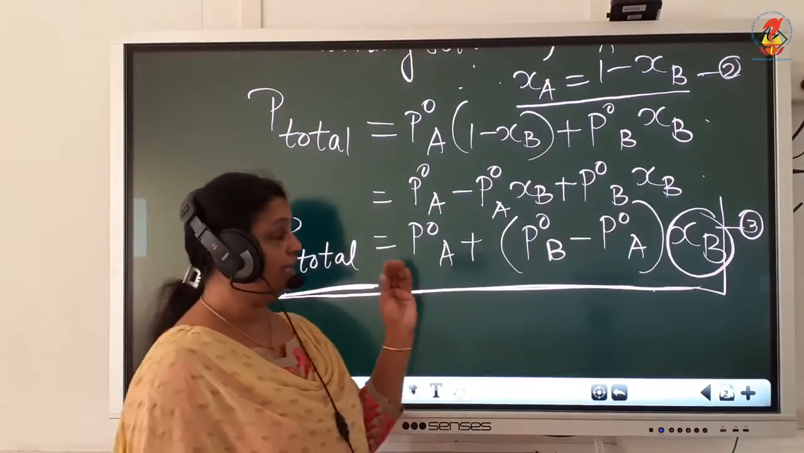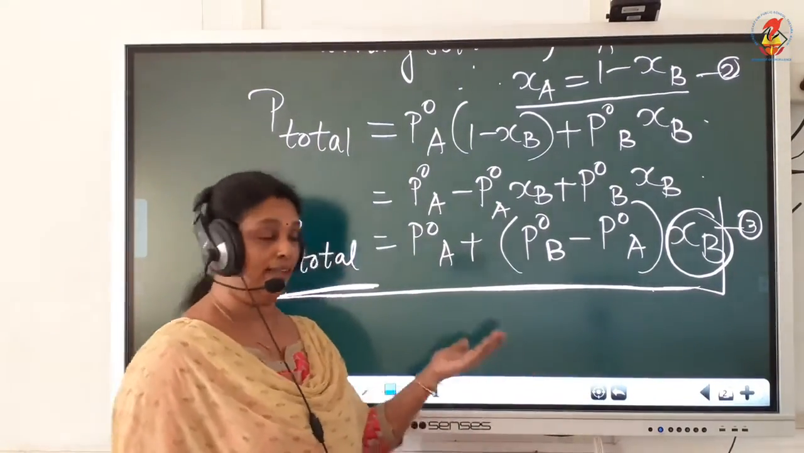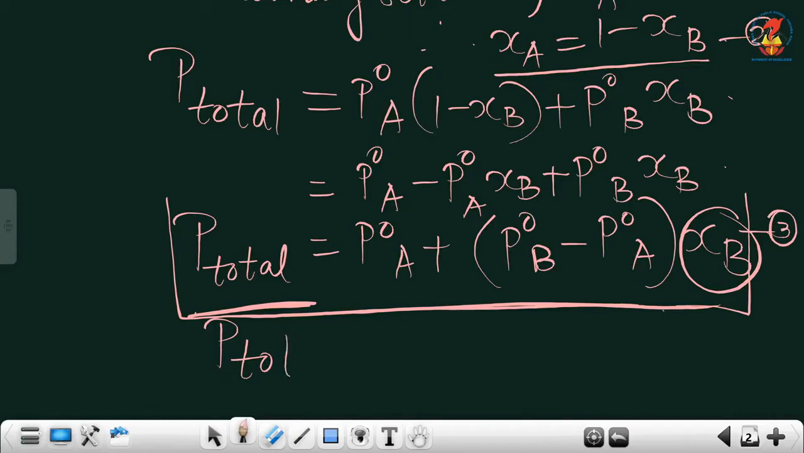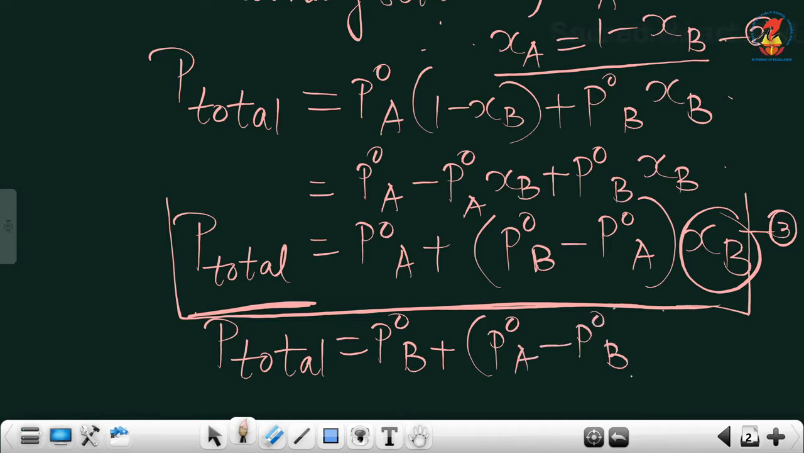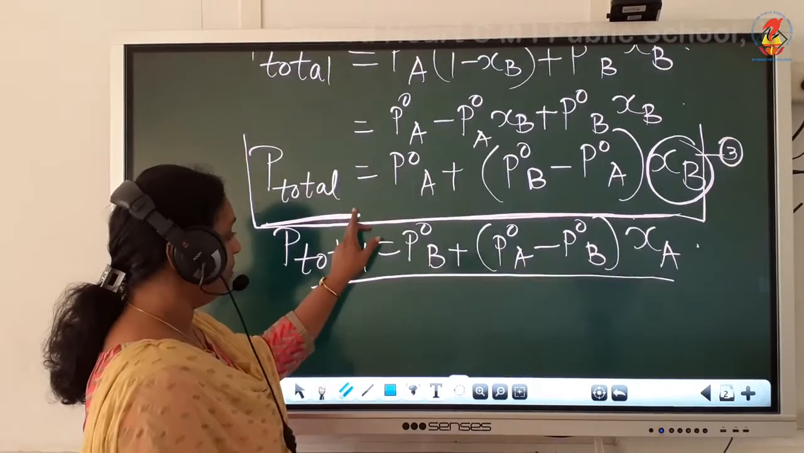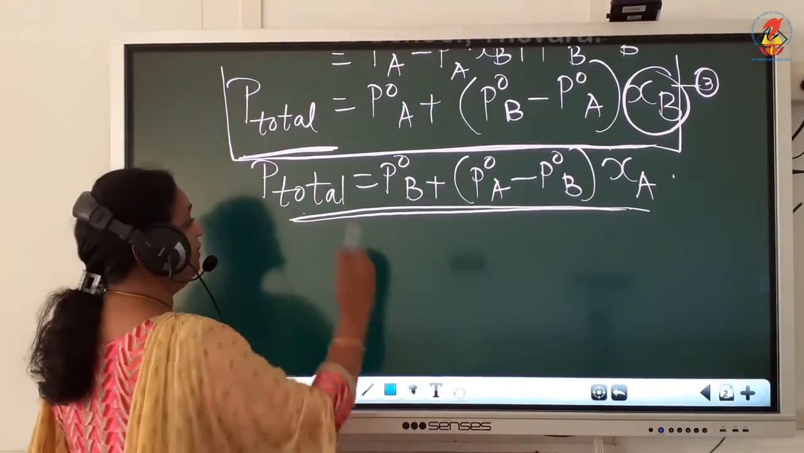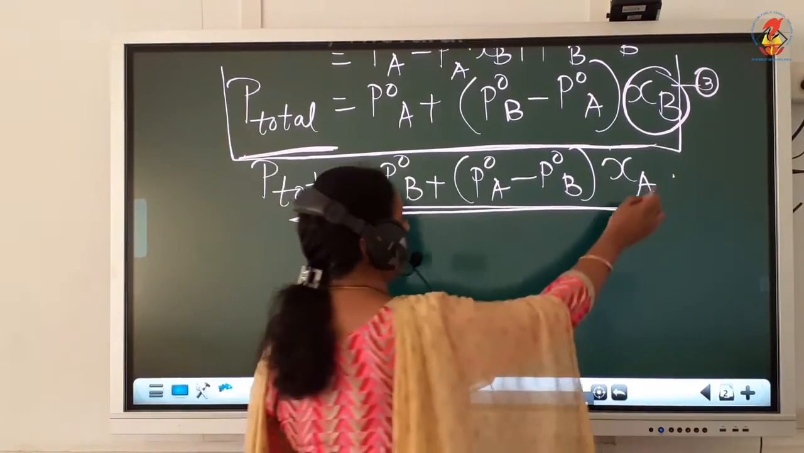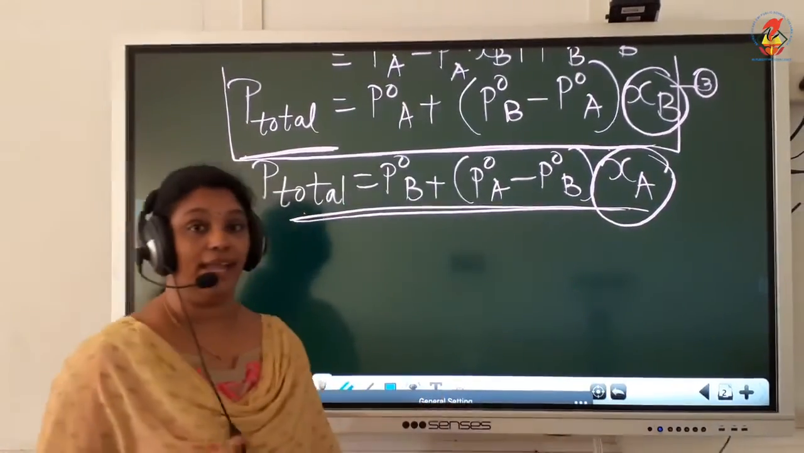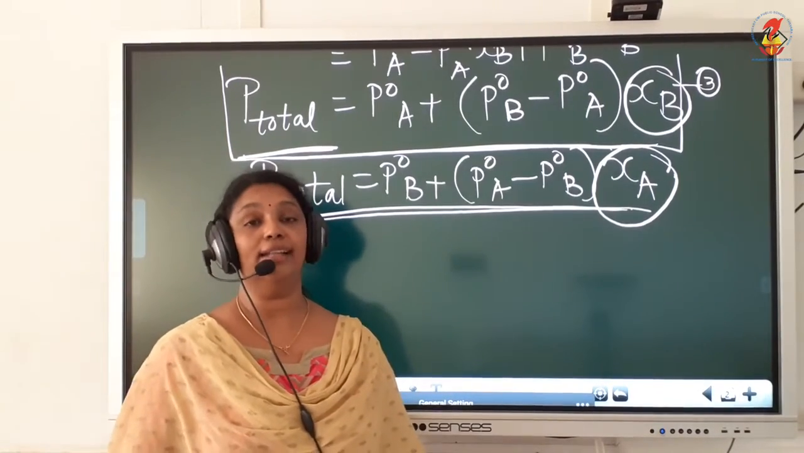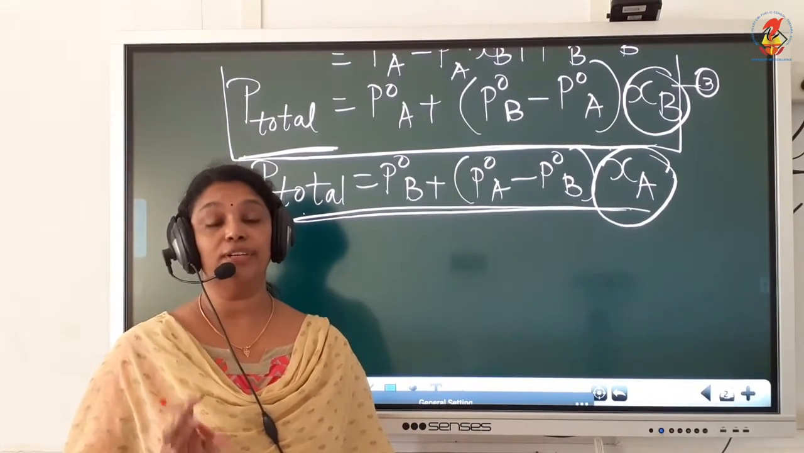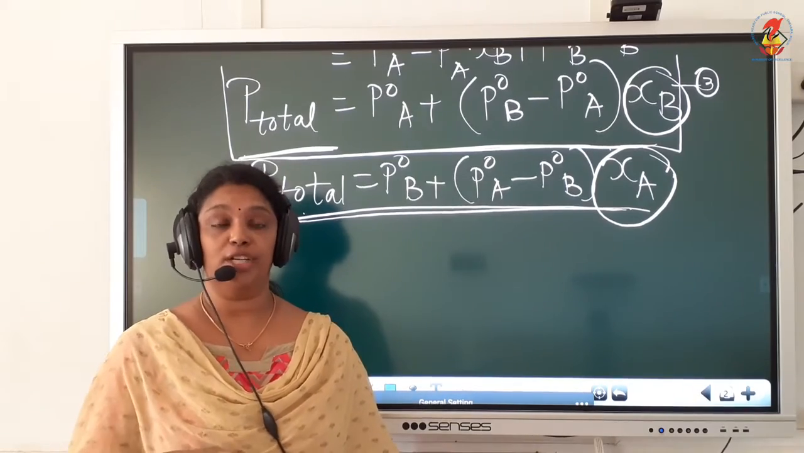Now I can also write the expression for P total in terms of XA. In that case the formula will be P total is equal to P naught B plus P naught A minus P naught B into XA. Now if you look at this expression, you can see the total vapor pressure depends upon the mole fraction of component A, which means that component A is more volatile than component B. So that is the first conclusion about the vapor pressure of the solution.